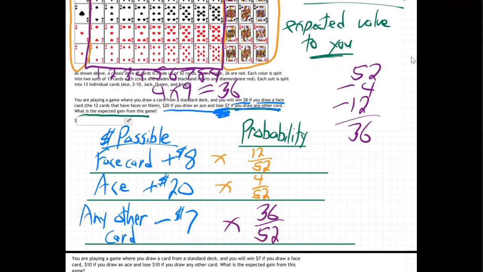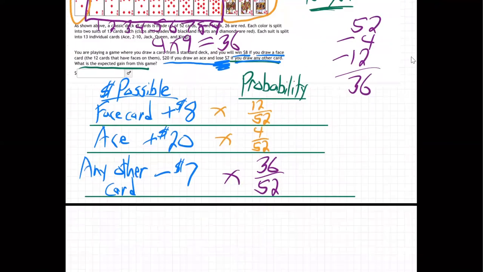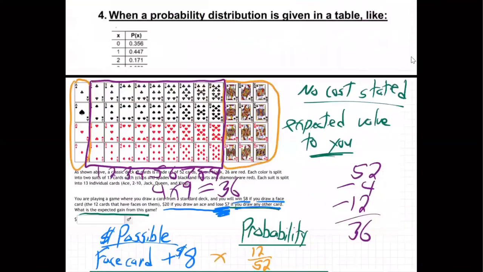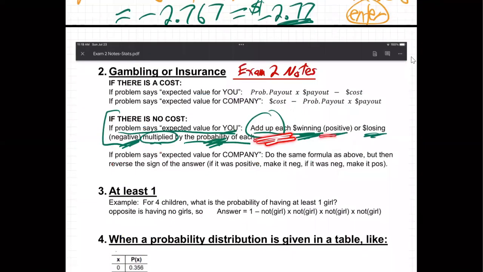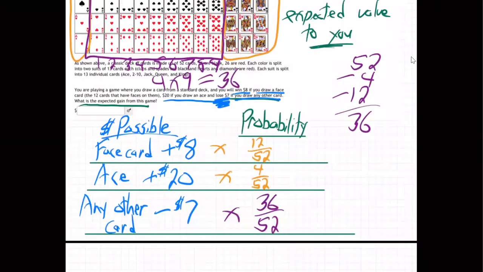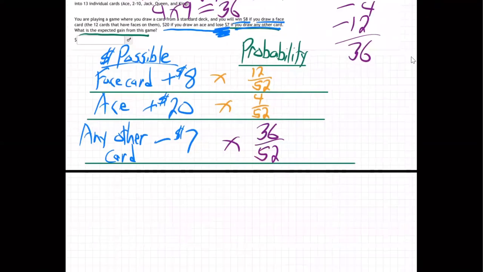So now we just need to figure out what that comes out to be. How do we do it? Notice what it said here. Add up each of those dollar amounts multiplied by the probability. So you're going to add those up. So I'll literally just put a big plus sign here. Add those up and see what you get.